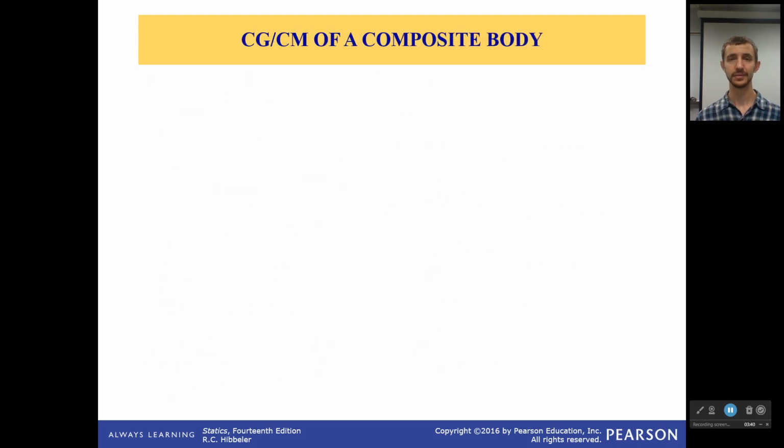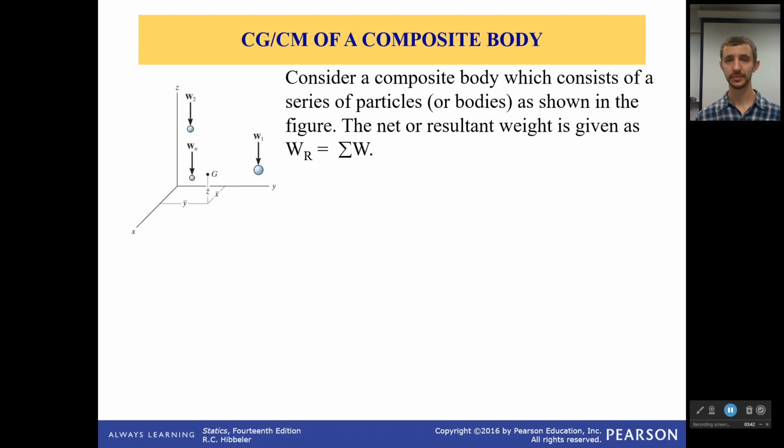Okay. So what we're looking at right now is a composite body made of 3 different particles. Okay, we got particle 1, particle 2, and continue onward until particle N. We're trying to figure out where the center of gravity is. Now we can tell what the resultant weight is. We just add them all together. Weight 1 plus weight 2 plus weight 3 plus weight 4, all the way through, and I get the sum of the weights.